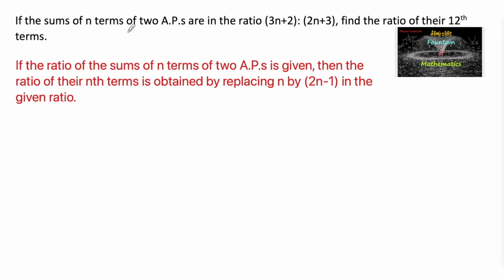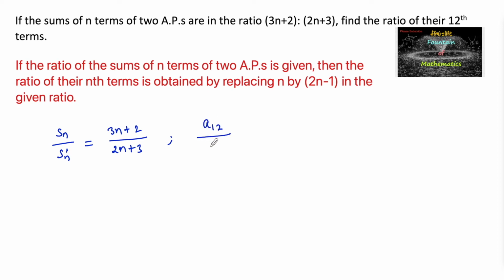If the sums of n terms of two APs are in the ratio 3n plus 2 is to 2n plus 3, then find the ratio of their 12th terms. Two arithmetic progressions are given, whose sums of n terms are in the ratio 3n plus 2 is to 2n plus 3. Let us consider Sn upon Sn dash is equal to 3n plus 2 upon 2n plus 3, and we need to find the ratio of the 12th terms.